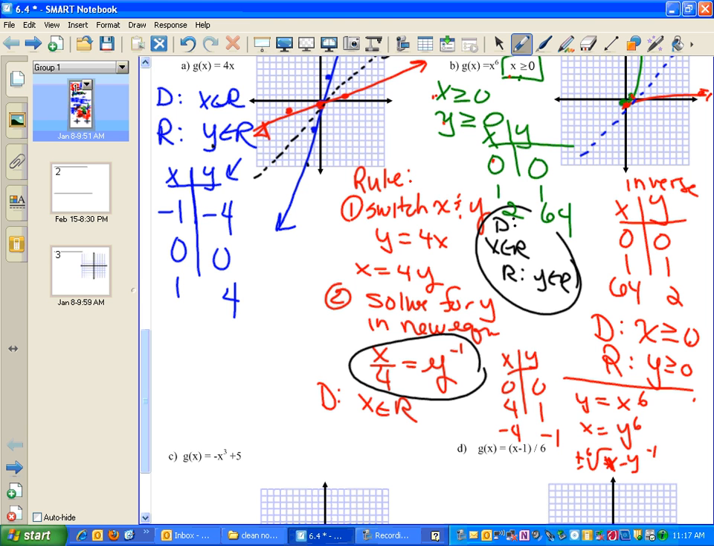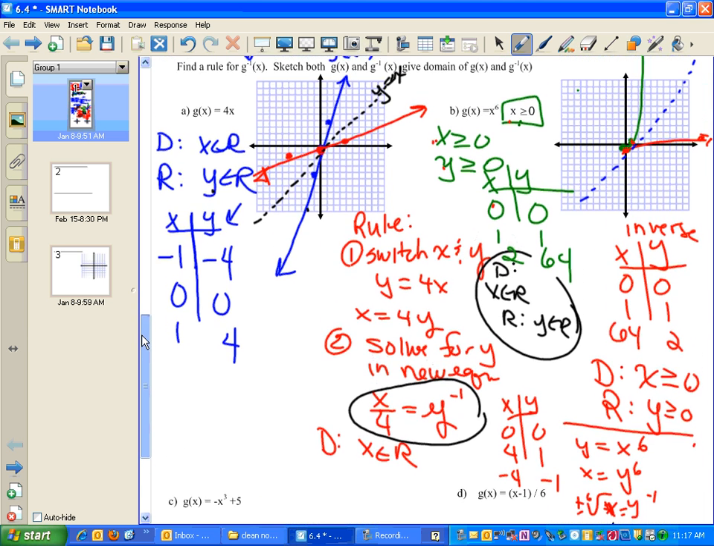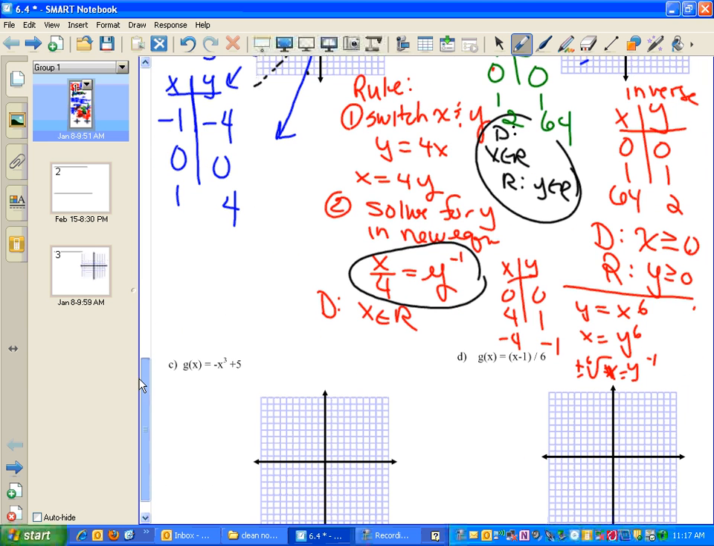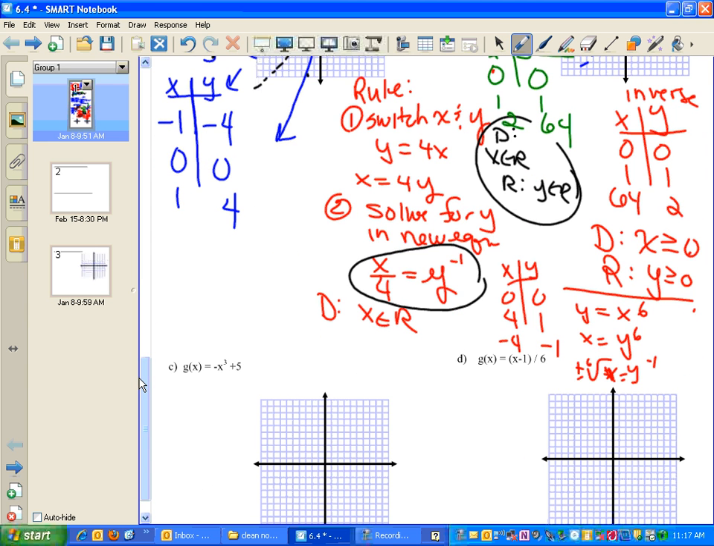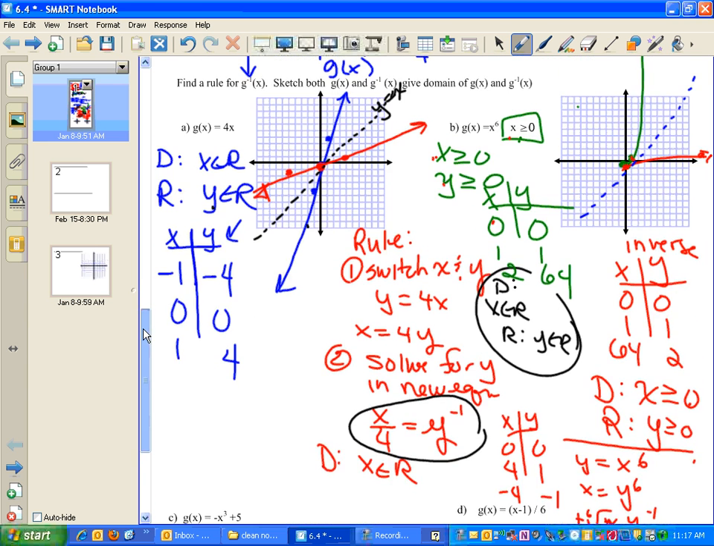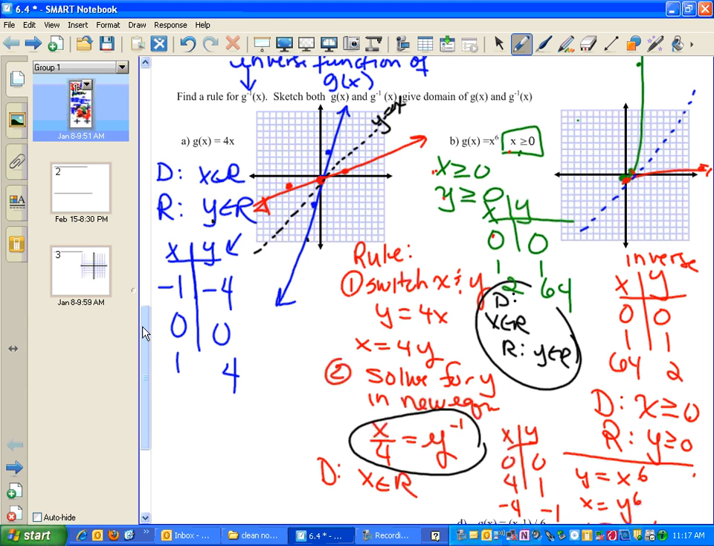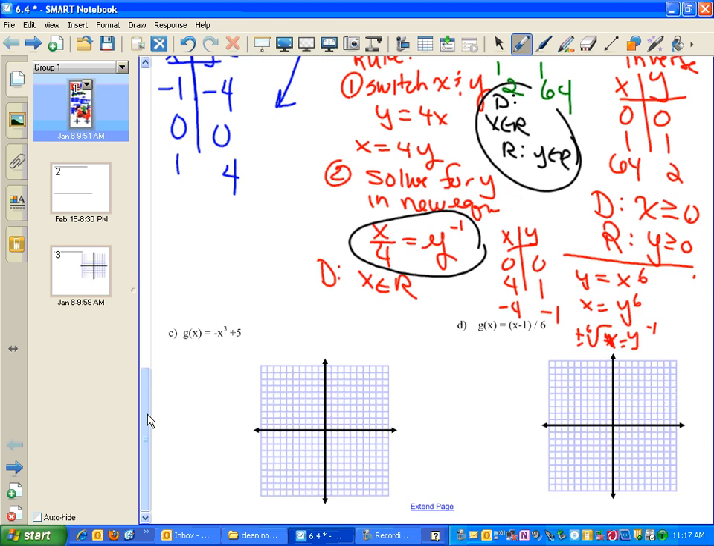Y to the negative 1, right? Do I really want that, though? Do I really want positive and negative? Look at my graph. What am I really wanting? Only the positive one, because I'm dropping out the negative. Because the negative would have been this bottom portion of my graph. Does that make sense? So my rule is really going to be just the positive 6th root of x.